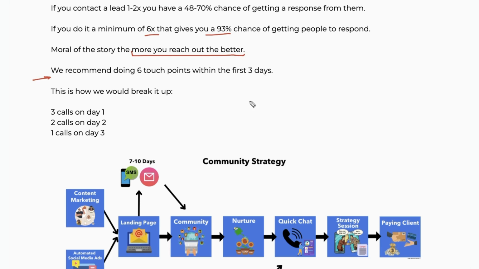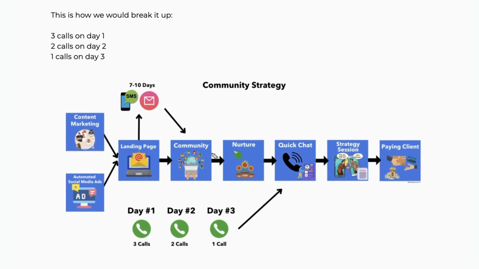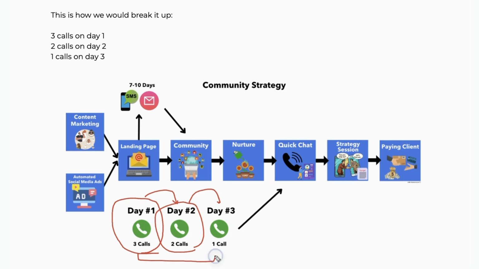So how would that actually break up and what would that actually look like? Let's say a lead opts in. On day number 1, we want to shoot them 3 calls. If somebody opts in at like 8 a.m., you want to shoot them a call right then and there. If you have the ability to do so, we would call again at noon or 1 p.m. and then call again around 4 or 6 p.m. That's day 1. Then moving on to day 2, they get 2 calls, 1 in the morning, 1 in the evening, depending on the time. It doesn't matter. Then they get another call on day 3. So by day 3, you have done 6 touch points just by phone call.